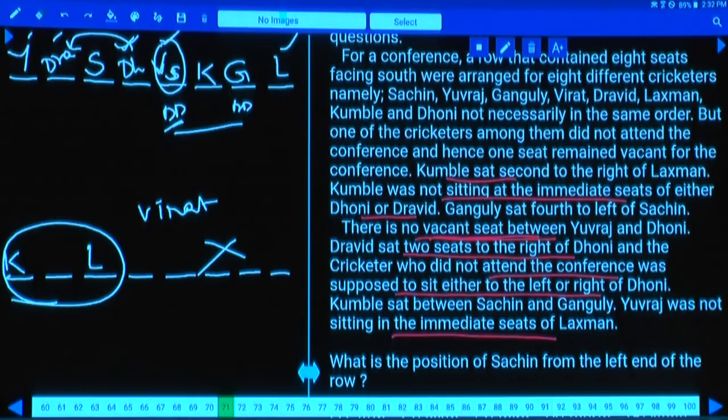Dravid sits 2 seats to the right of Dhoni. 2 seats, first seat, second seat.